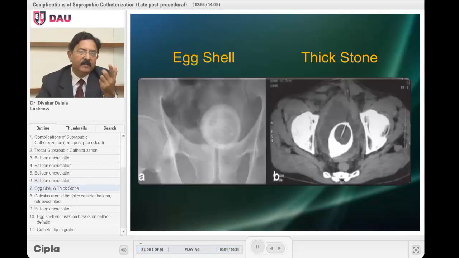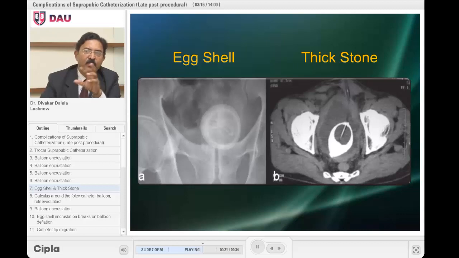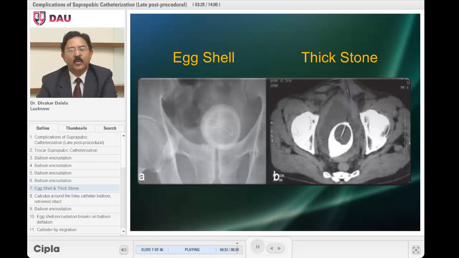In the picture to your left you can have something like an eggshell incrustation. Or in some patients, on the picture to your right, the CT scan, you can see a balloon in the center and you can see a big chunk of incrustation, almost like a thick stone. So you would know this only by the imaging, right? Do an ultrasound. If you think there's an echogenic substance over the balloon, do a plain X-ray or do a CT, right? To know what is happening.